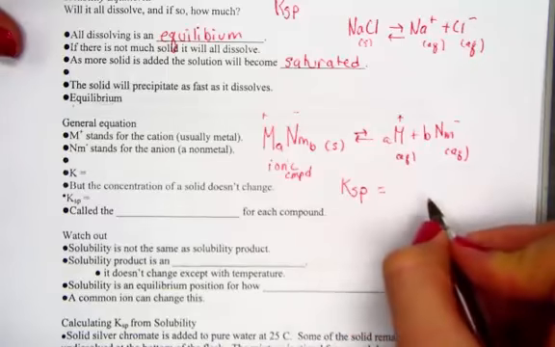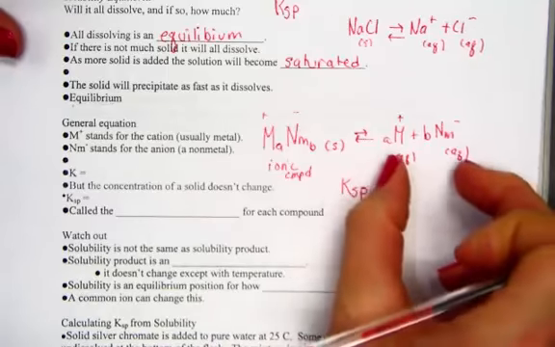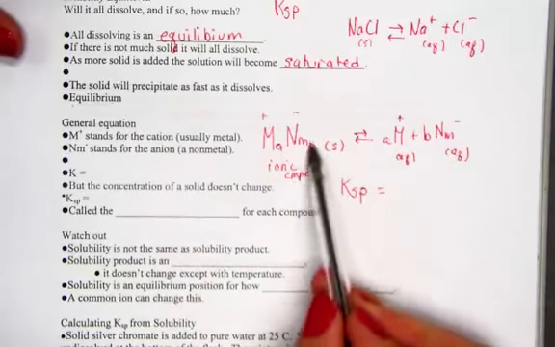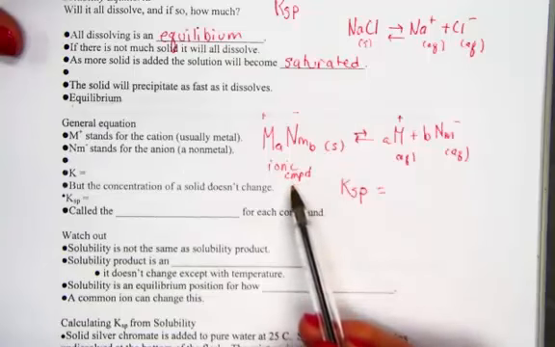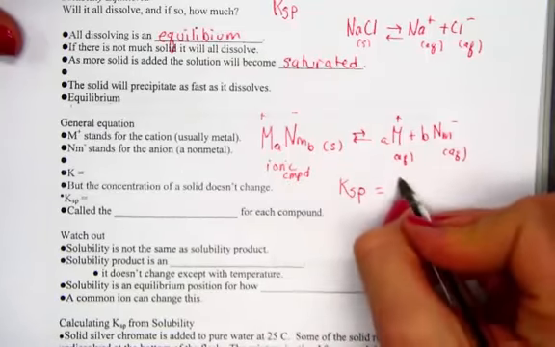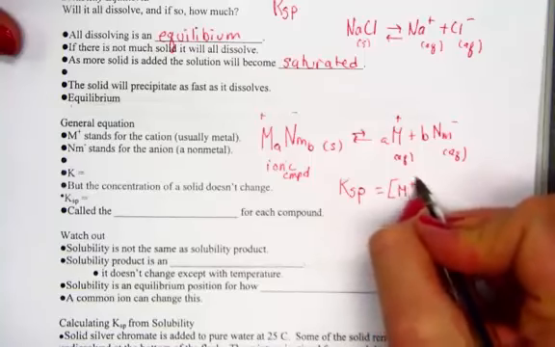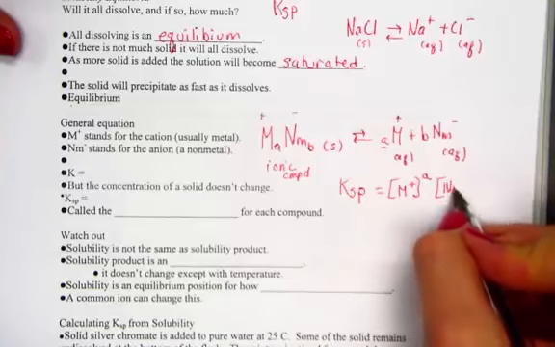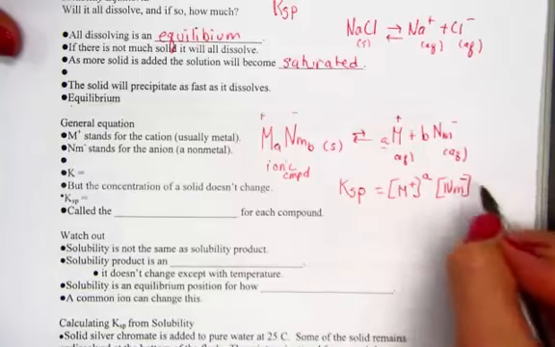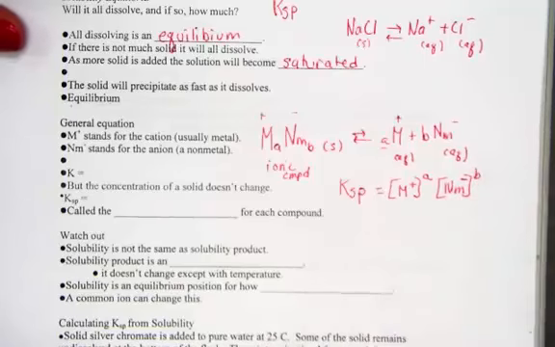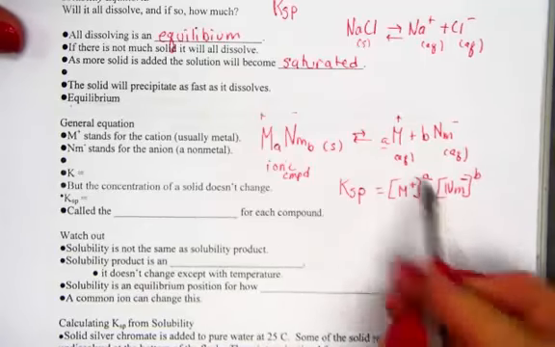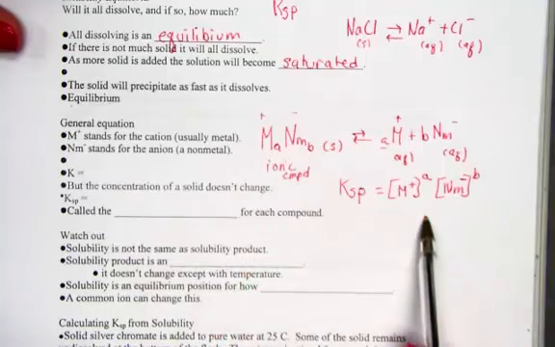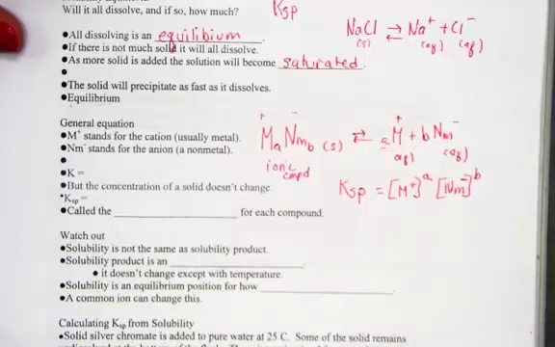But the formula for equilibrium still remains the same, products over reactants. But recall, pure solids and pure liquids do not appear in an equilibrium expression. So we're simply looking at the metal ion raised to the power from its coefficient times the nonmetal ion raised to its power from the coefficient. There is nothing to set that over because the ionic solid does not appear in the equilibrium expression. Pure liquids, pure solids drop out.